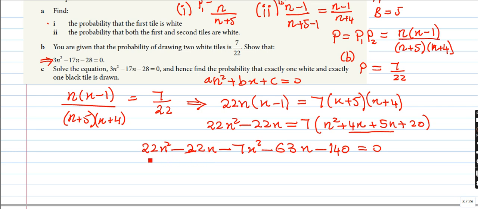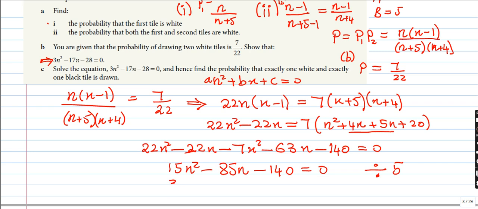Now we collect the like terms: 22n minus 7n is 15n squared, and negative 22n minus 63 is negative 85n minus 140 equals 0. In order to bring it into this form, let us divide it all by 5, so that the first term becomes 3. This is what we want, and we'd like to check whether the other terms give the same numbers or not.